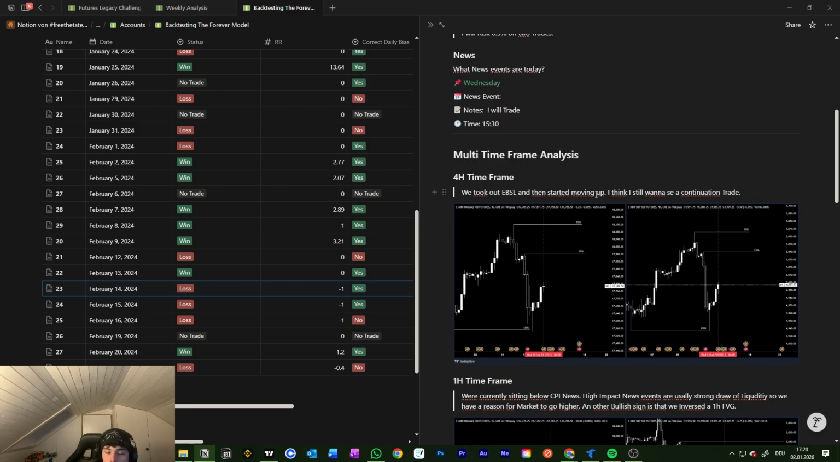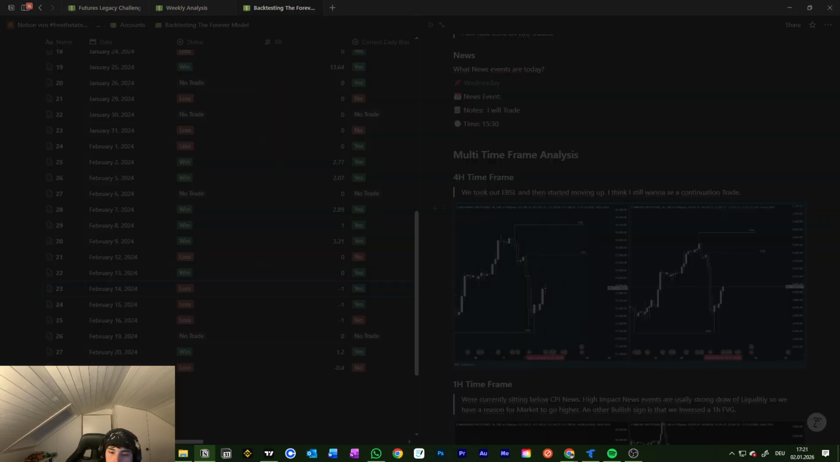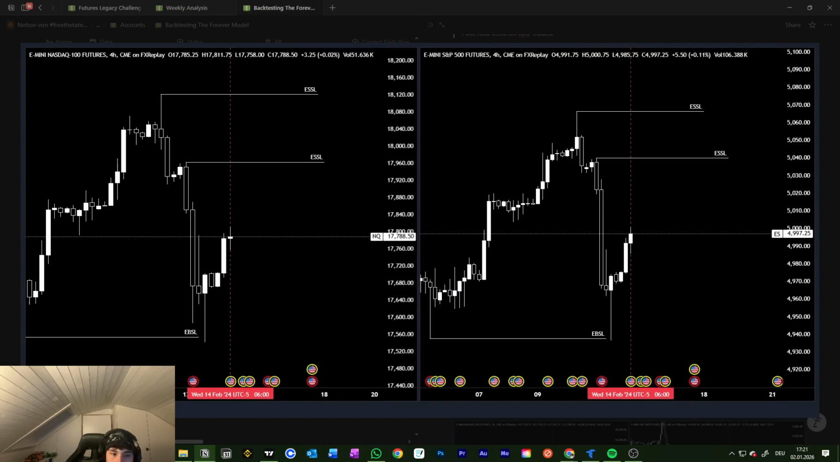When we look at external buy-side liquidity, we took out external buy-side liquidity and then started moving up. I think I still want to see a continuation trade. We took out liquidity below us, and now I expect the price to go further up.